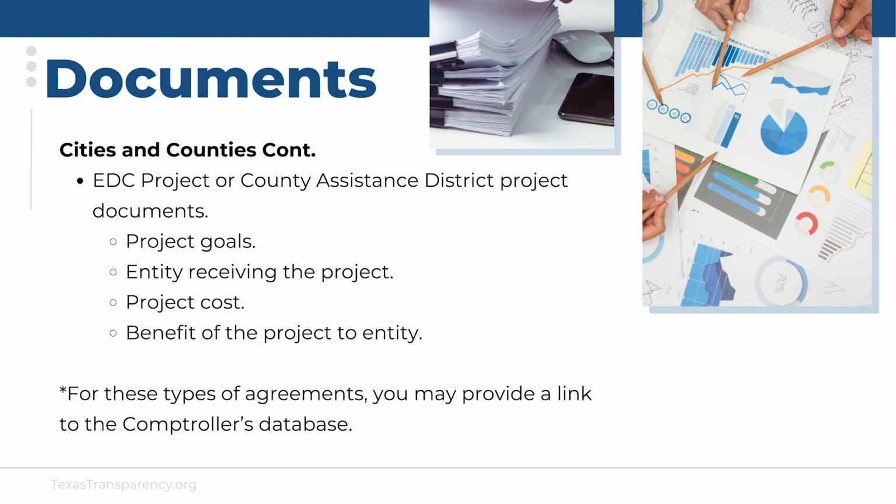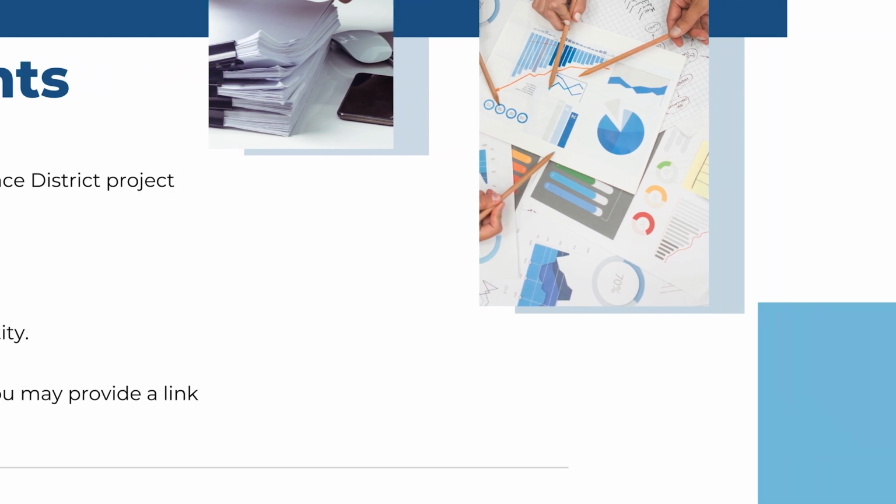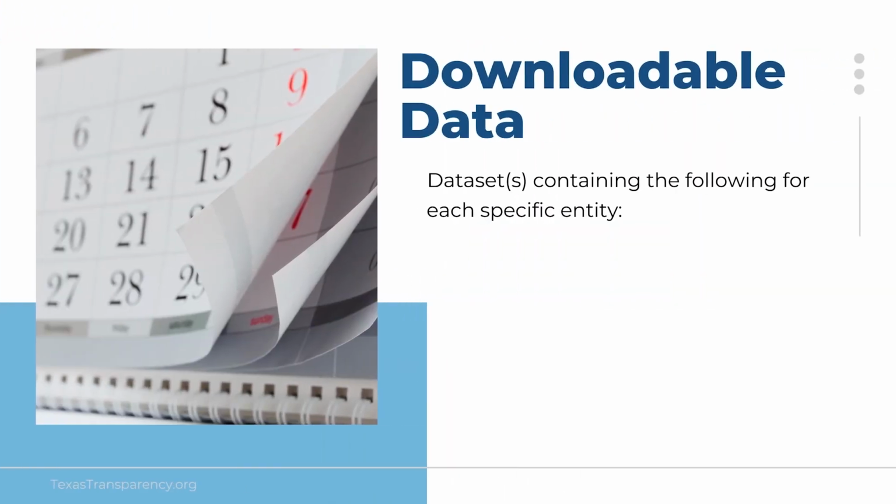For certain types of agreements, you may provide a link to the comptroller's database instead of posting the documents on your website. Regardless of the type of entity, these documents should be posted separately from audits and annual financial reports. The type of downloadable datasets required will vary depending on type of entity. These datasets should be made available for download in a tabular or spreadsheet format to aid in researching your entity.